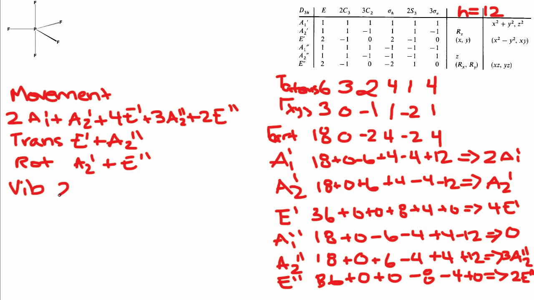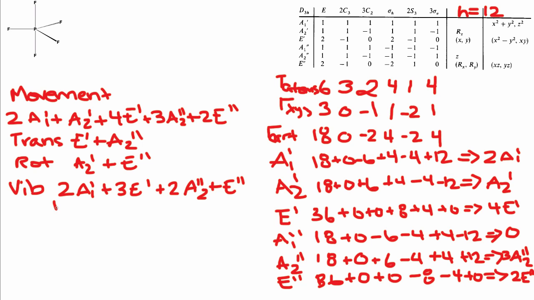vibrational is 2A1 prime plus 3 E prime plus 2 A2 double prime, sorry, plus E double prime. And so these are the symmetries of all of the vibrations. And if we add them up, what we'll get is that we'll have 2 plus 6 right here, so that gives us 8, plus another 2 gives us 10, plus 2 more gives us 12.